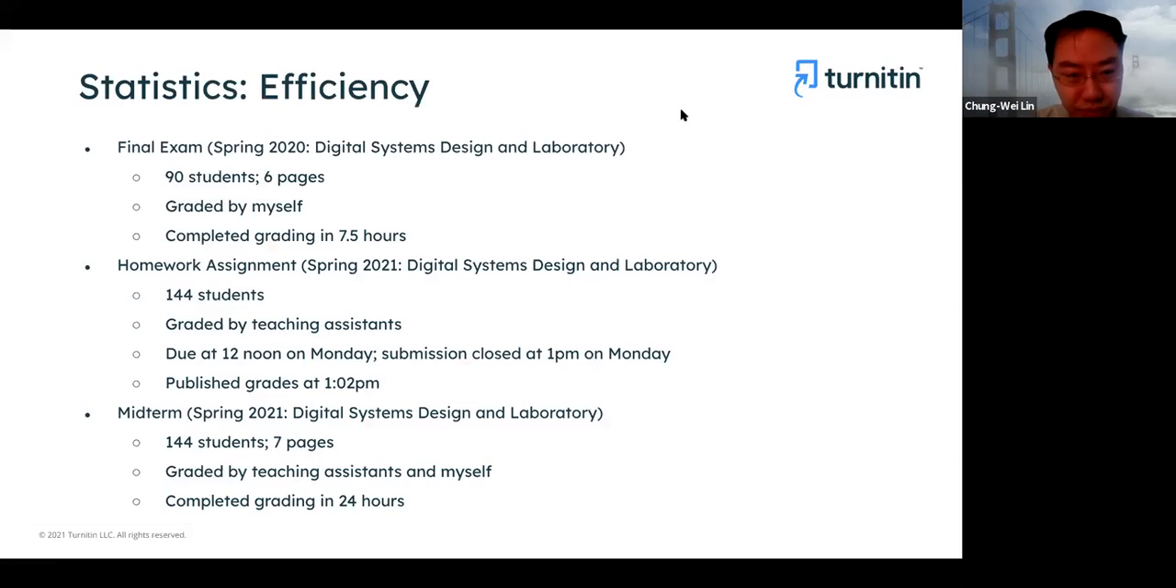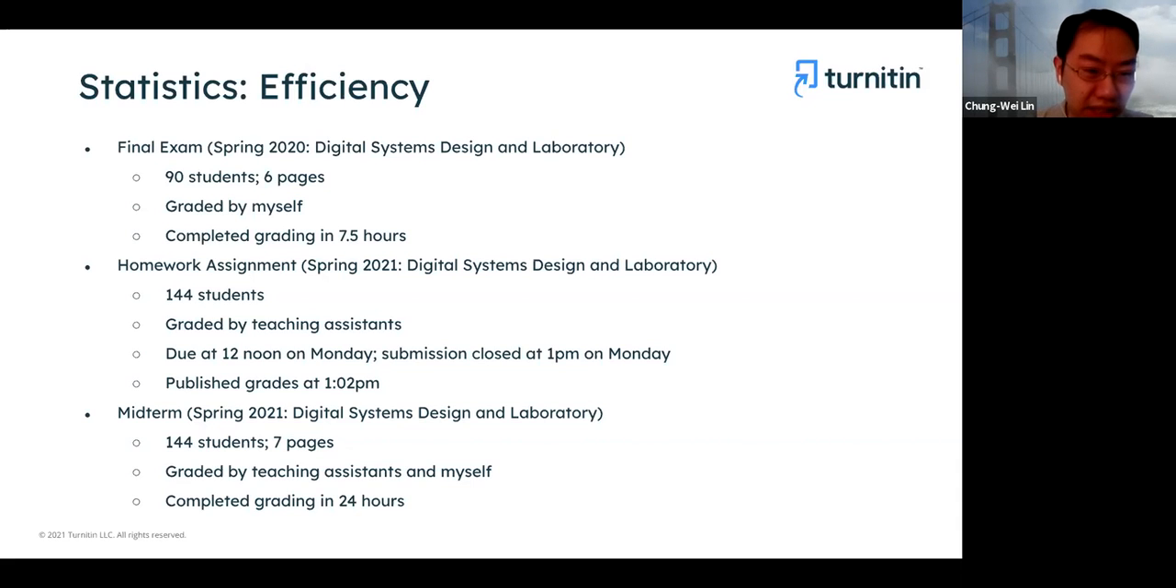Okay, next slide, please. After I came back to NTU, here are some stats from recent semesters. Last year I taught a course, Digital System Design Lab. In the final exam, we had 6 pages, each page A4 size, and I had 90 students, and I graded the final exam by myself. I completed all the grading, 90 students and 6 pages for each student, in 7.5 hours. Of course, it depends on how you design the questions. I will show some example questions later, but you can really do it in a very fast way.